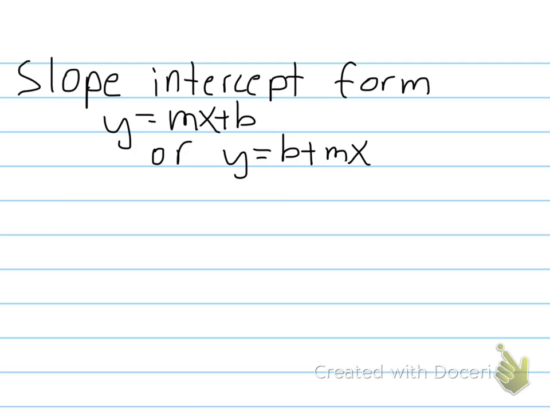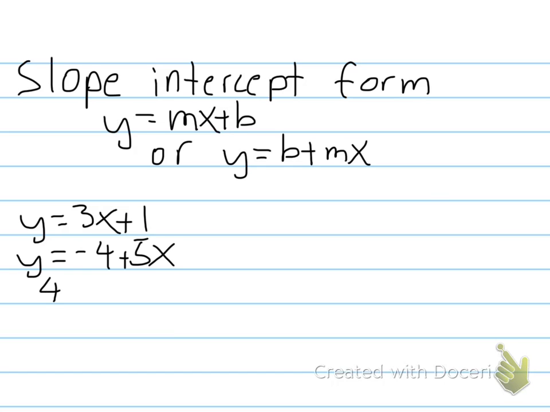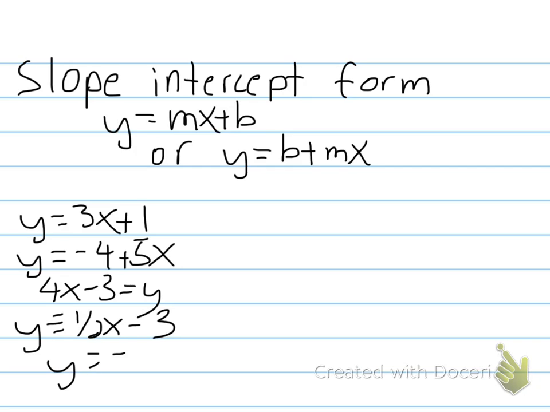So some examples are stuff we know how to graph and have been working with all semester, right? It can be in this order too, or it could even be like 4x minus 3 equals y. Doesn't matter how it's put, it's all the same thing. Let's make it negative 1 half x minus 3, right? These are all examples of slope-intercept form. Every single one is, okay?